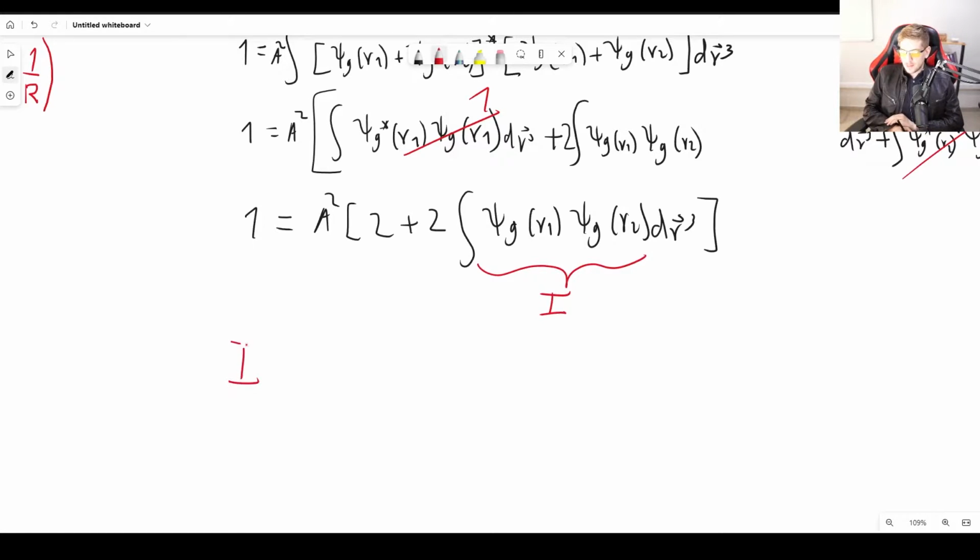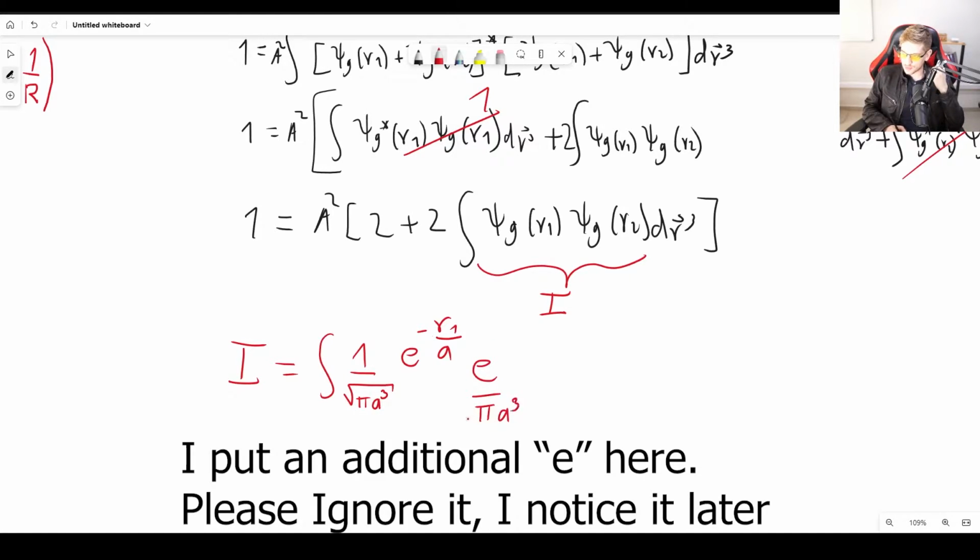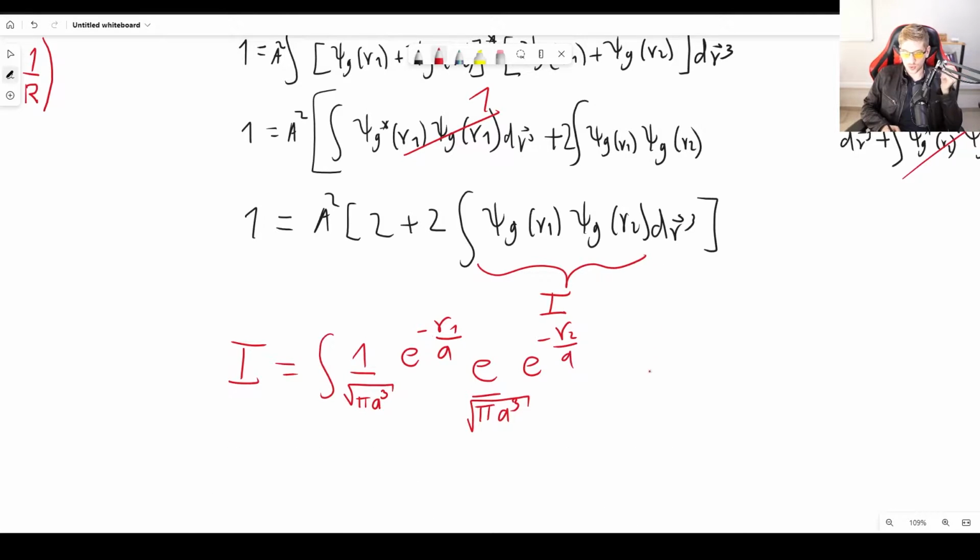Okay. So let's write what the psi of g is. So this would be the integral of 1 over square root of pi a cubed times e to the minus r1 over a, and the exact same thing for the other: square root of pi a cubed times e to the minus r2 over a. And now dr3, we are in spherical coordinates. So let's write r squared. The question is r1 or r2?